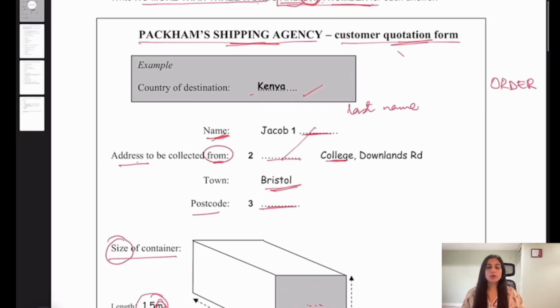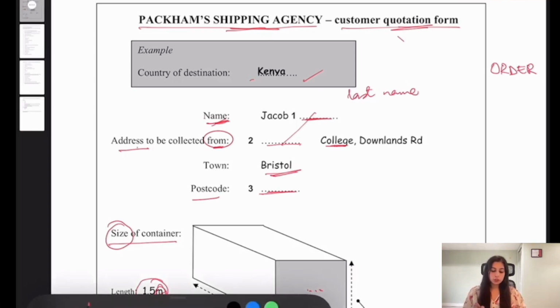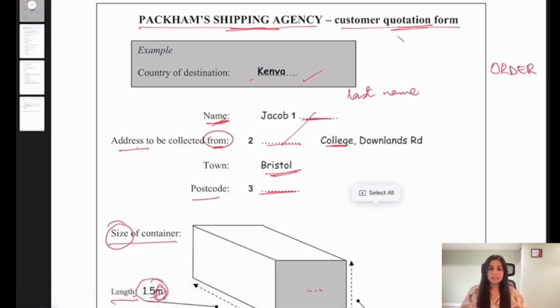So I'm playing the audio and I want you to solve this. I will not solve it right now, I'll just lead you and show you where we are at in the form. Let me play the audio. Listen to it carefully.